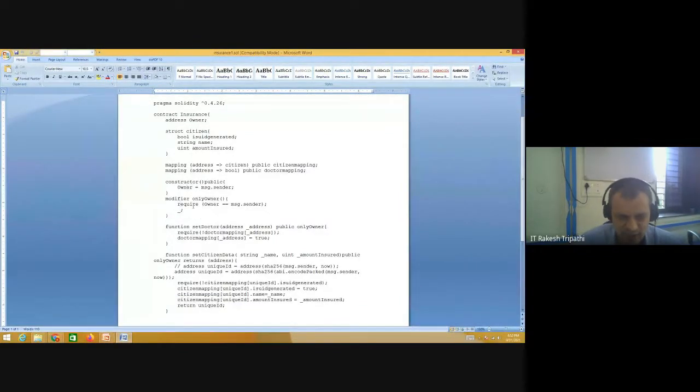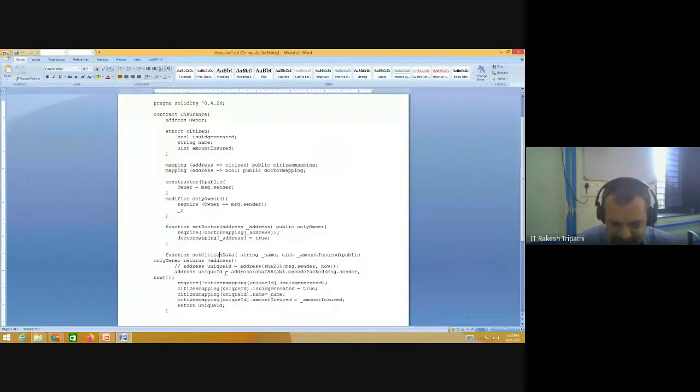So this is the modifier, which is the condition which is checked before the execution of a function. So this is a function called set doctor. This modifier only owner means this code will be executed before this. Okay, first it will be verified. So who can set doctor? Only the insurance company owner. Whoever has deployed the insurance company can add doctor, and insurance company can set citizen.